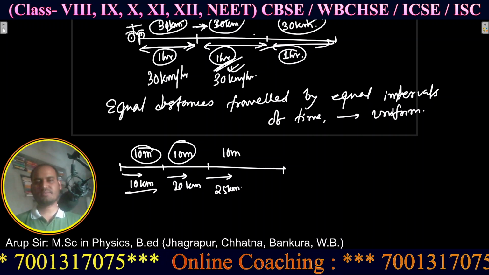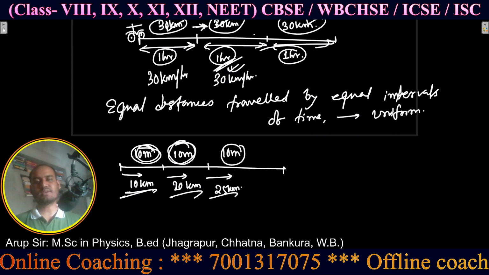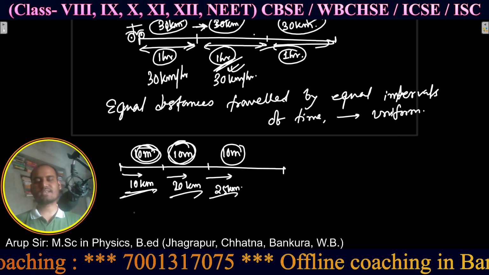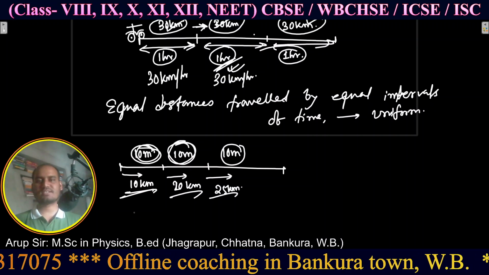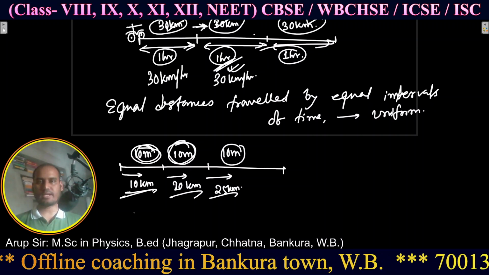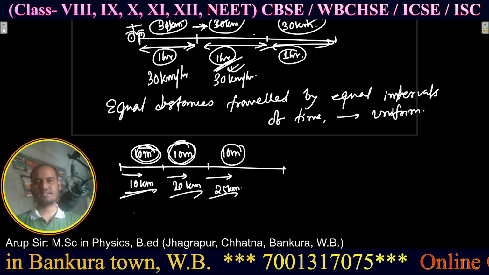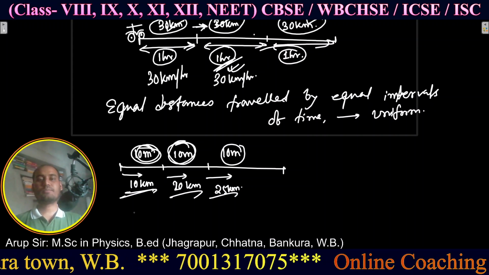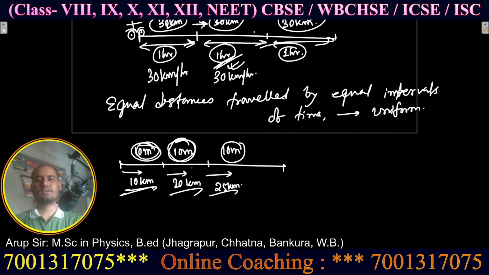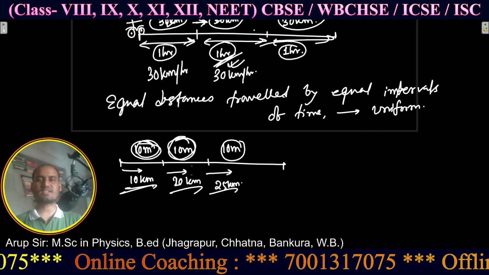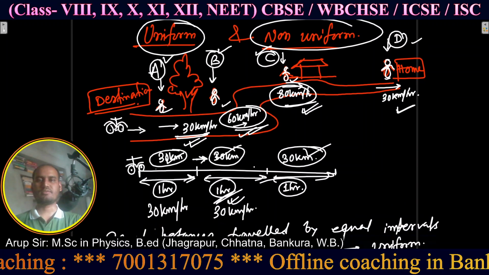But since for the first 10 minutes it is 10 kilometers, for the second 10 minutes it is 20, and for the third 10 minutes it is 25, what is happening here? Here the speed is changing. Speed is changing means unequal distances are traveled in equal intervals of time, right? These are not equal. So unequal distances traveled in equal intervals of time is known as non-uniform motion. Or you can also say equal distances traveled in unequal intervals of time. That is also the definition of non-uniform motion.